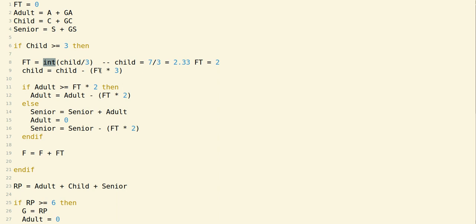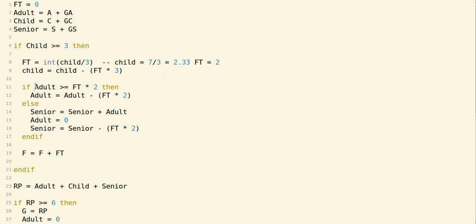Then we subtract ft times 3 from child, so that we have a final value of child that has to be offered as single tickets. In this particular sample value, the 0.33 part is what remains behind, one child that remains behind, because out of 7, 2 family tickets are being created. That leaves one child behind. So that one has to be offered as a single ticket. We need to compute that as well. So in this statement we are computing that.